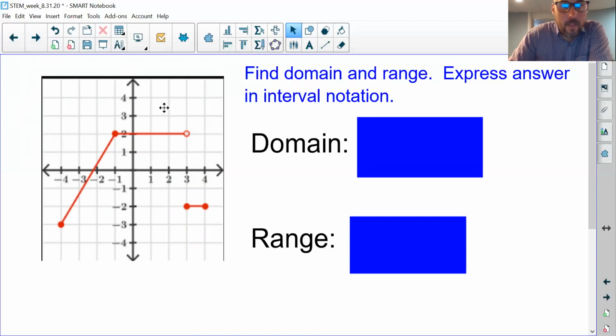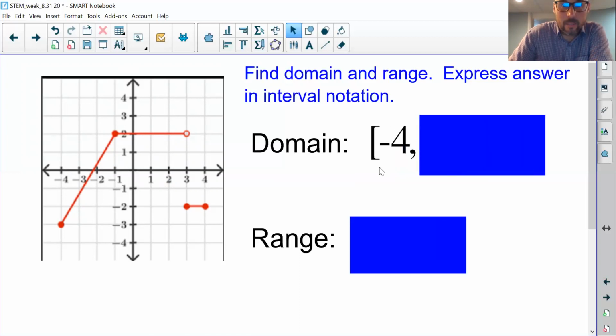I hope you paused. Now the domain is the x value. And you want to start with the smallest possible x value. So you're going far to the left, as far left as possible. And you're talking about this right here. And what is that x value? Negative 4. It's an ordered pair, negative 4, negative 3, but I'm concerned about the x value because that's the domain. And negative 4 is the smallest x value, and it's a closed circle, so it's included. Bracket, negative 4. Now, how far to the right?